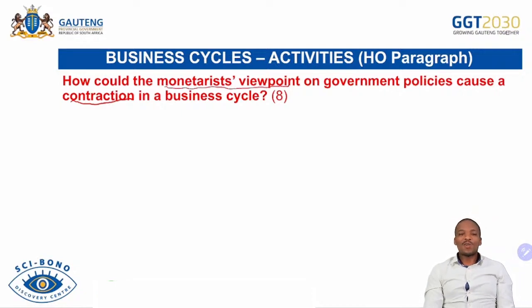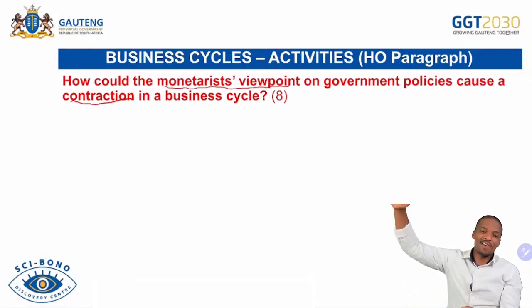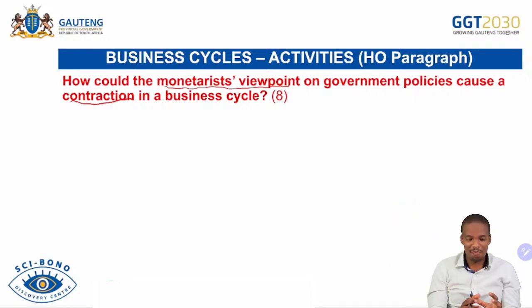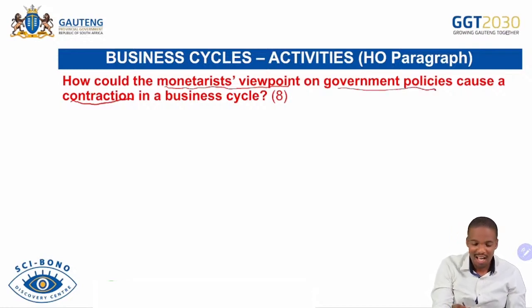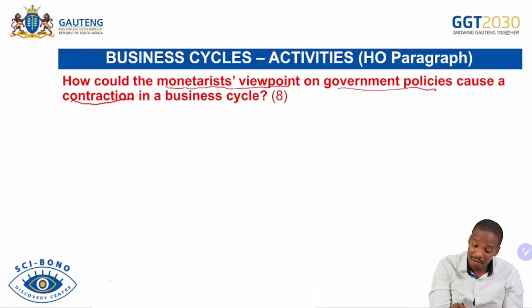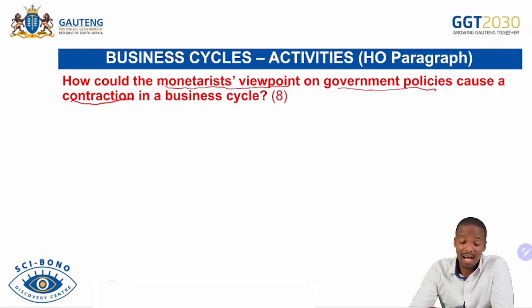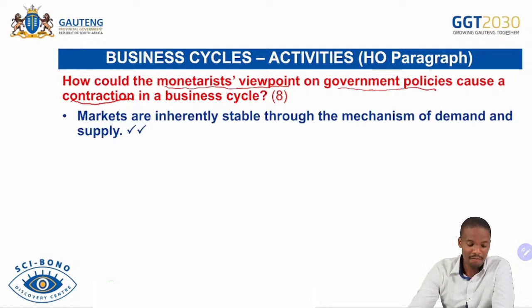Now you remember that contraction is the decline in economic activities, while expansion is the increase in economic activities. So this view of the monetarist, how does the monetarist believe, or how do they view that these government policies cause contraction in the business cycle? It's another 8-mark question. Let's see.